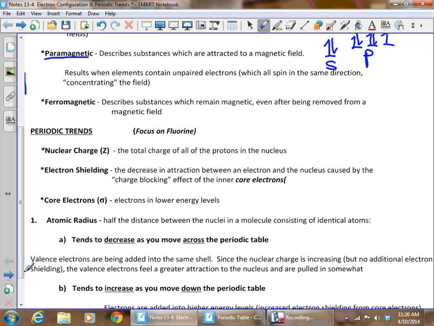Now, when we deal with periodic trends, there are 4 different characteristics of atoms that we're going to look at and see how you can compare atoms based on their location on the periodic chart. We're going to look at atomic radius, ionization energy, electronegativity, and electron affinity. And just by the location of the elements on the periodic table, you're going to be able to tell something about what those characteristics are relative to each other. So in order to do that, in Chem 1, we use the little mnemonic device: focus on fluorine.